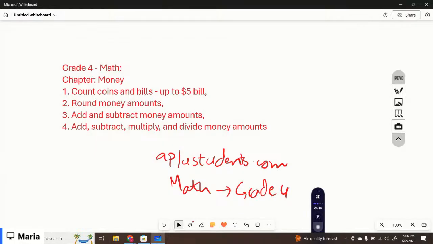We're going to start with the chapter. The lessons we're going to cover today are count coins and bills up to $5, round money amounts, add and subtract money amounts, and add, subtract, multiply, and divide money. So please make sure you have a book and pencil so that you can note down the important examples and definitions as well.